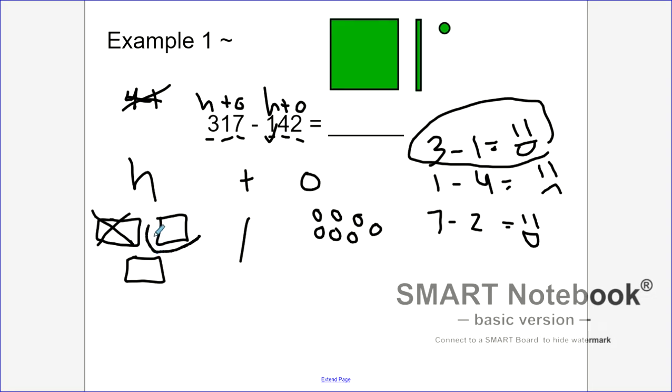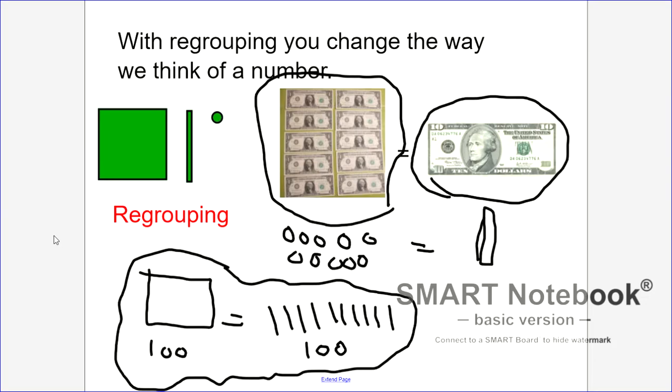What I would have to do in order to get the correct answer is to take one of my hundreds and change it into tens. This is just like we did before up here. Remember that we can change our tens into ones, and we can do the same thing for hundreds. We're going to turn our hundreds into tens. We're not changing our math number, we're just changing the way that we think of that math number.